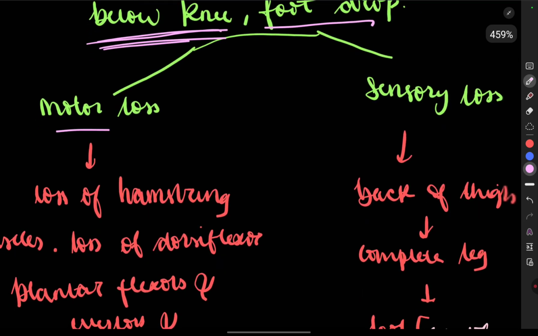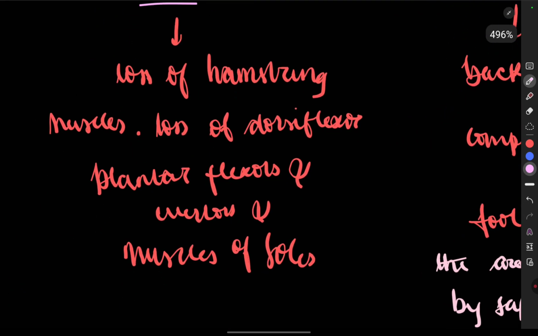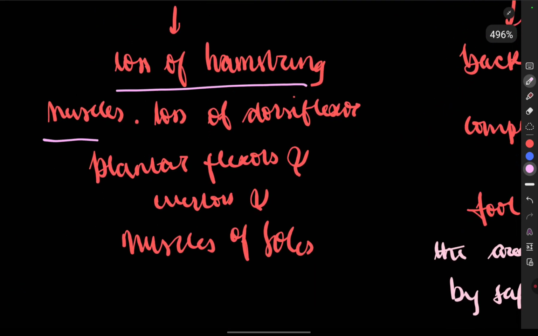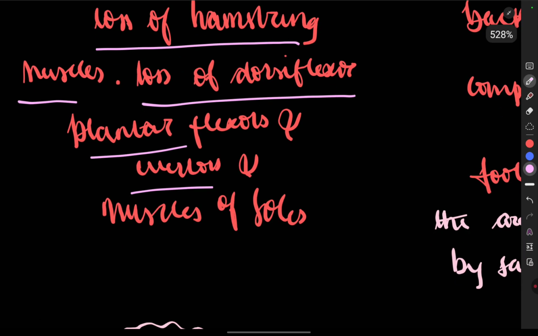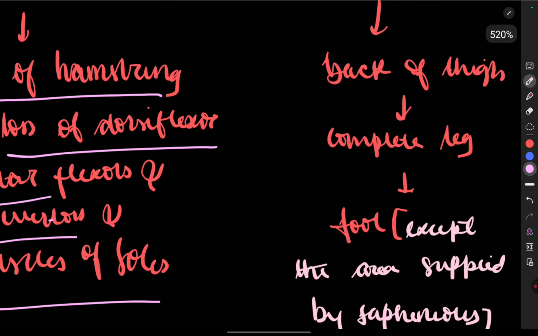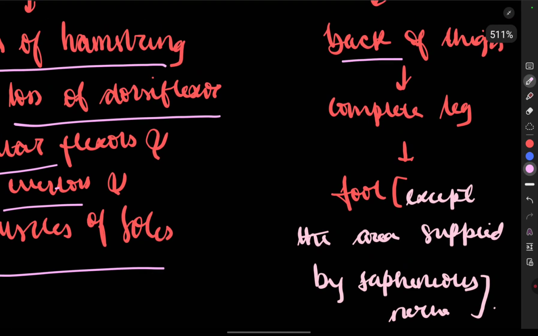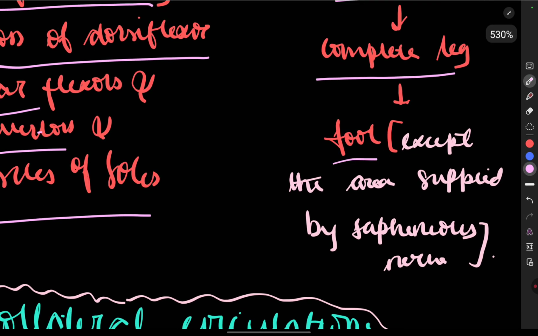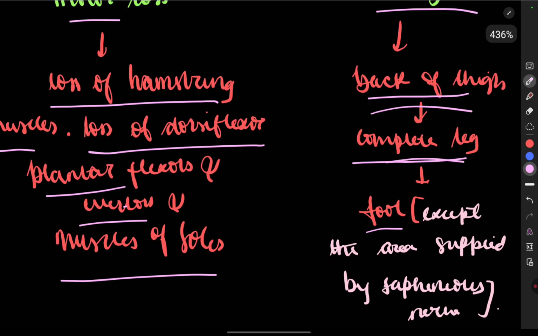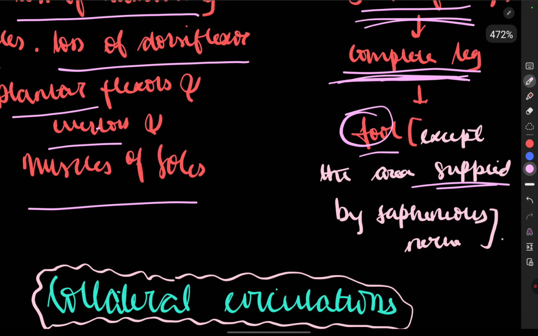So there can be motor loss and sensory loss. Motor loss is loss of the hamstring muscles, loss of dorsiflexion, plantar flexion, and the muscles of the soles, everything. Sensory loss occurs in the back of the thigh, complete leg, and foot. It is different in injury and different in compression. In compression it was only the lateral side of the leg, but here it is the complete leg and foot, except the area supplied by the saphenous nerve.